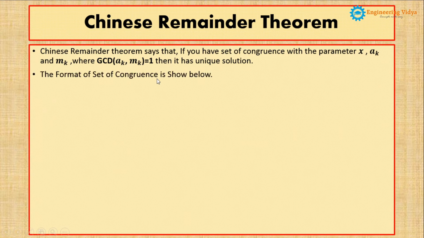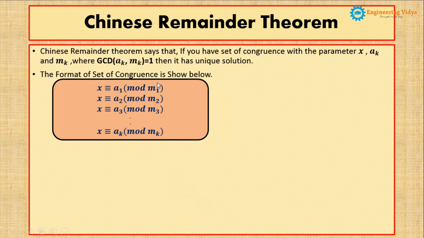If you see the arrangement of the set of congruences, the congruences will be arranged in this fashion, as shown here. In these congruences, the parameter x is given on the left side, and on the right side two parameters will be there, a1 and m1. So a1 will be the first operand and m1 will be the second operand. The similar case is repeated with a2 and m2, a3 and m3, up to ak and mk.